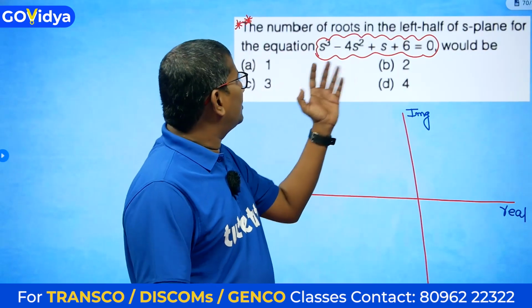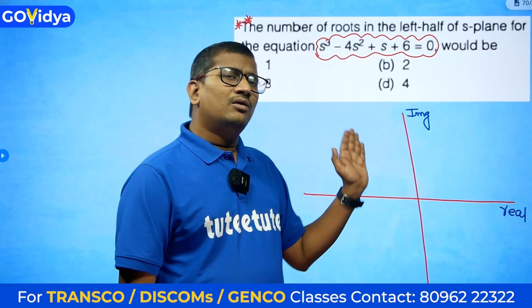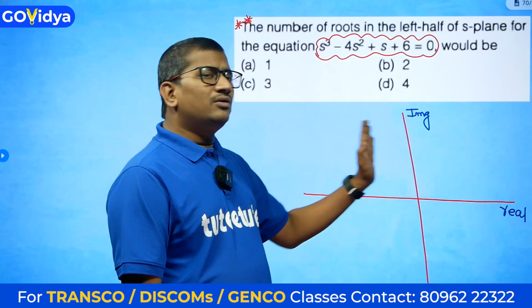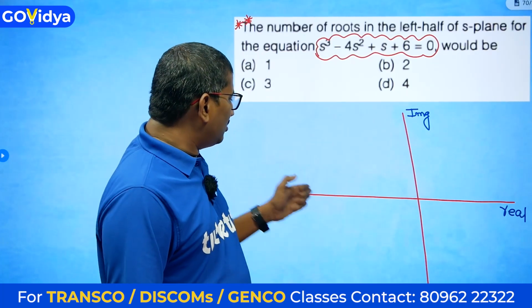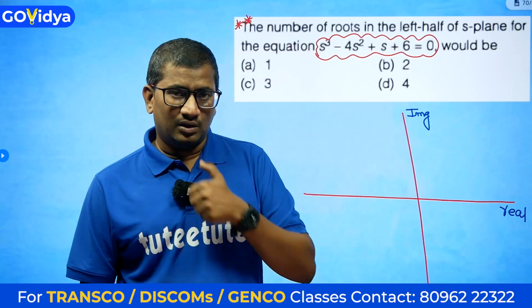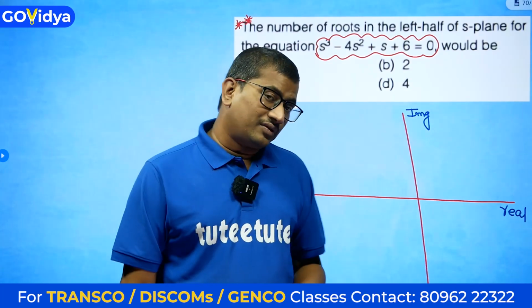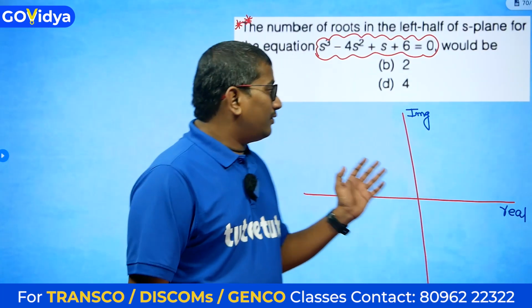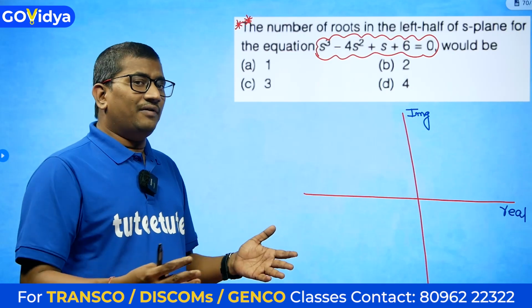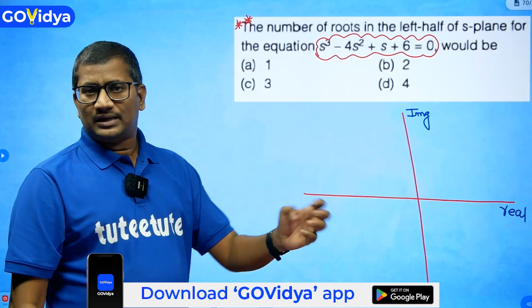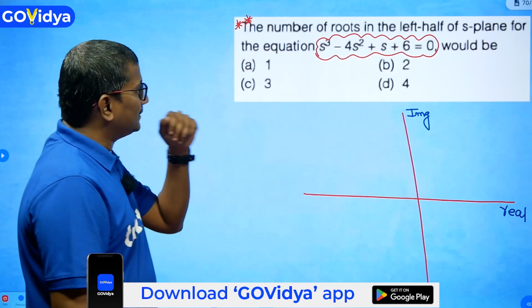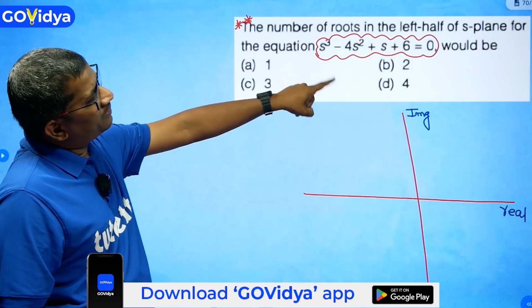Suppose in a third order system, one pole is lying on the right hand side and two poles on the left hand side. Those two poles may be lying here or here or anywhere. The exact location of the poles is not mentioned. For that we need to use methods like root locus. Anyway, let us see this: s cube minus 4s square plus s plus 6.